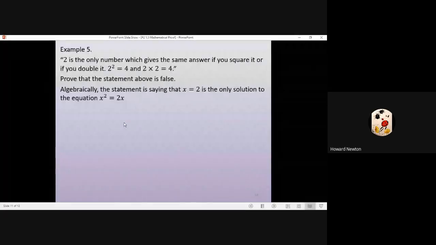Now, I'll let you have a go at guessing exactly how you move on from there and how you prove the statement is false. So pause the video, have a go at finishing this, and then come back to me when you're ready.